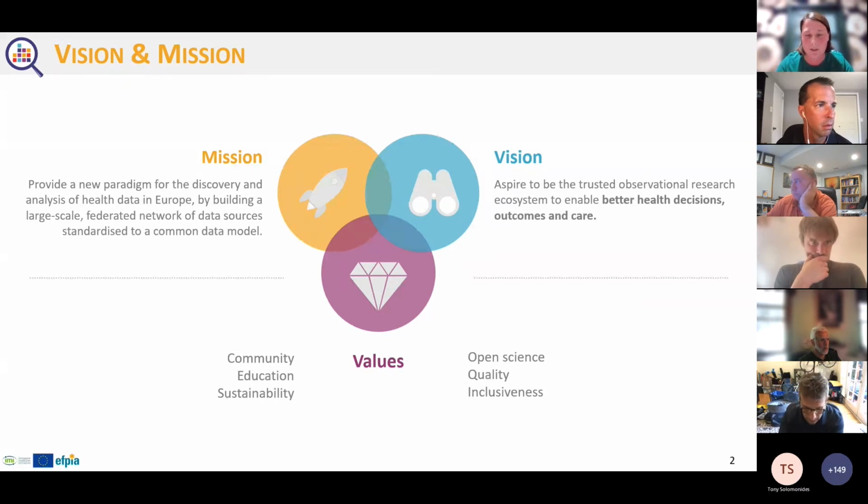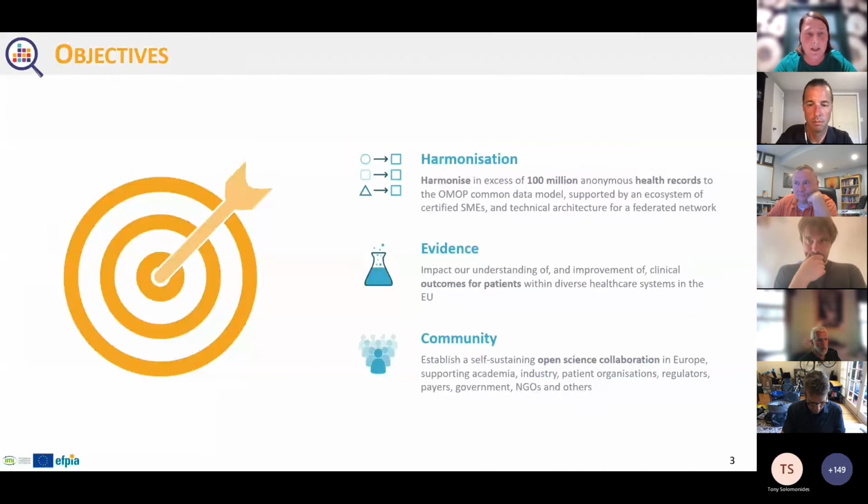The values that you can see here on the screen really resonate with the community, because those are also really important for the rest of the community, so I'm not going to go into that in depth. The main objective in EHDEN is the harmonization of data sources, because the basis of this federated network is really the data sources that are all mapped to the OMOP CDM. So we're trying to set up the infrastructure for this, but also the processes, and make sure that there's a nice structure to enable this.